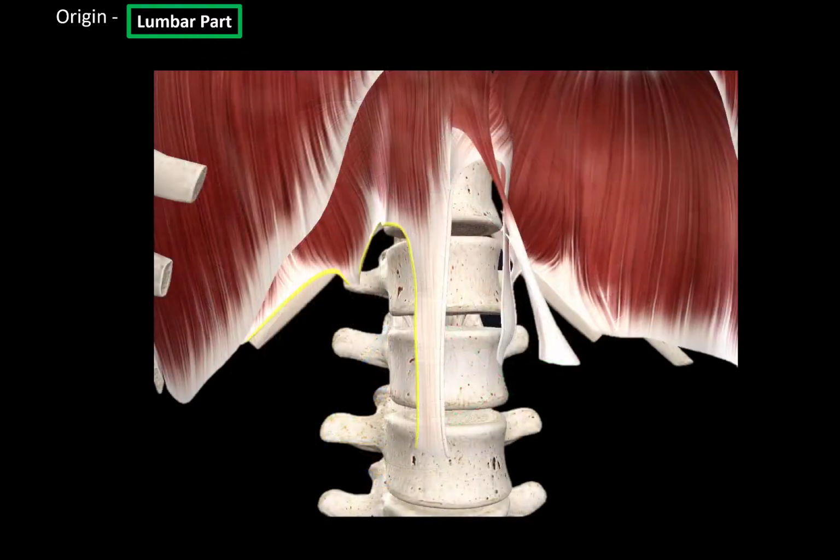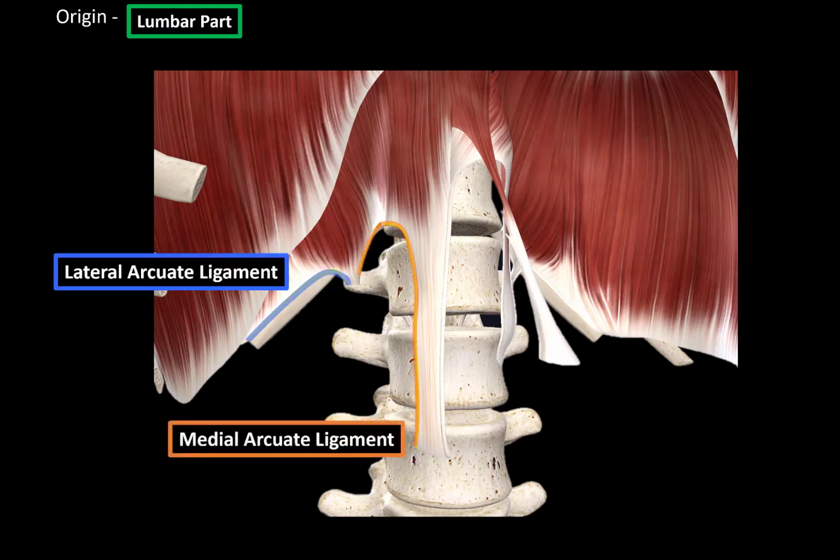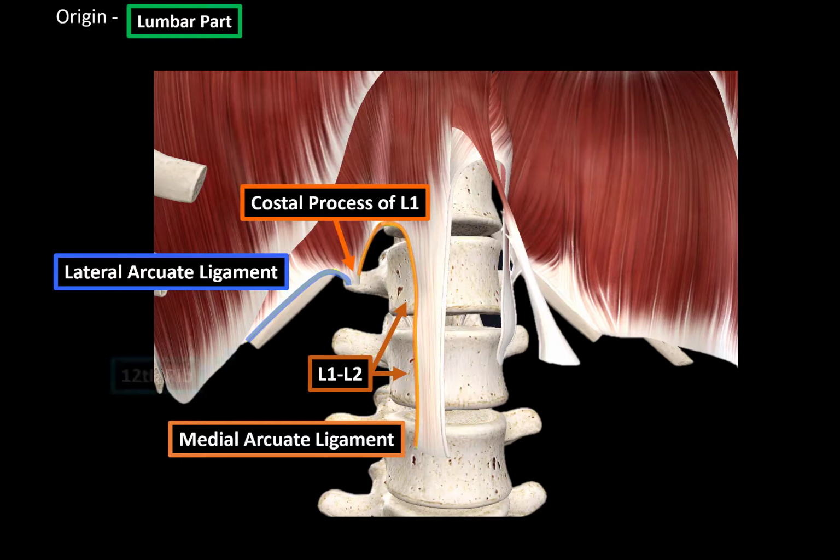So that's these. Another thing you will find in the lumbar region are certain ligaments that are going to provide extra attachment points for the diaphragm. These are the lateral arcuate ligament and the medial arcuate ligament. The medial arcuate ligament is going to attach from the bodies of around L1, L2 and to the costal process of L1. And then the lateral arcuate ligament will go from the costal process of L1 to the 12th rib.